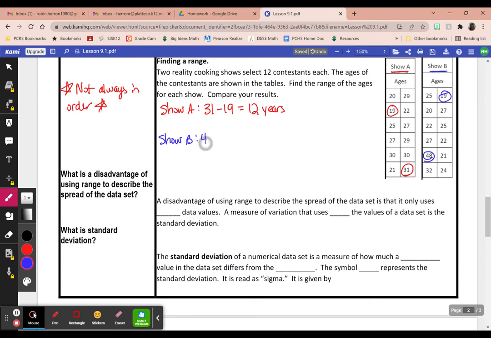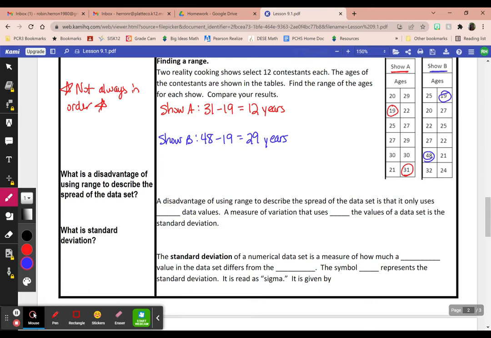So for show B, it's going to be 48 minus 19, which equals a range of 29 years in age difference for this one. Okay? So largest minus smallest for the range. That should be familiar. You've done that before.